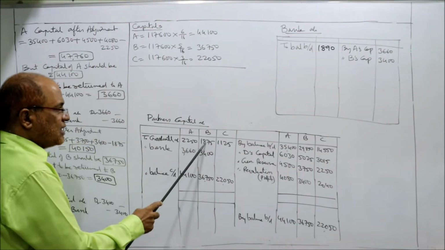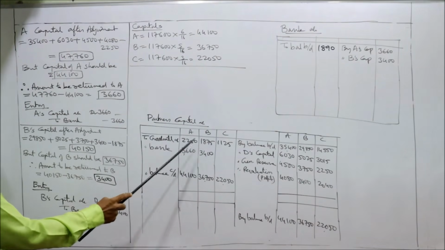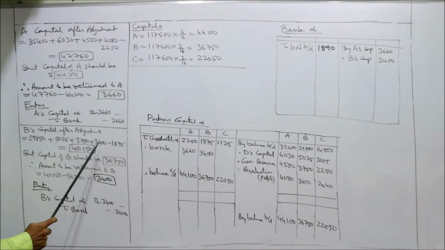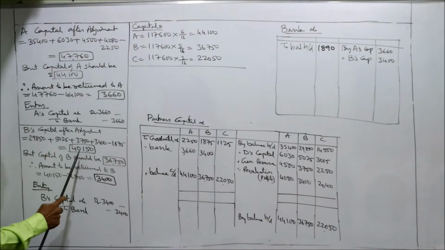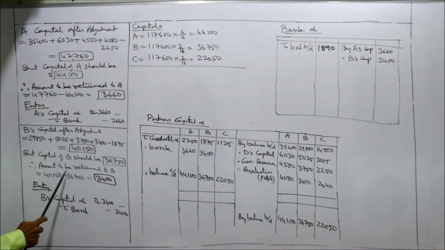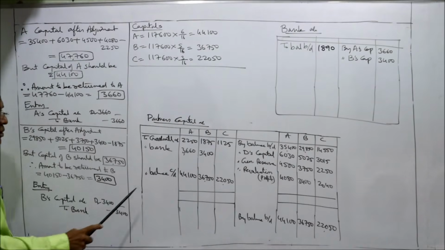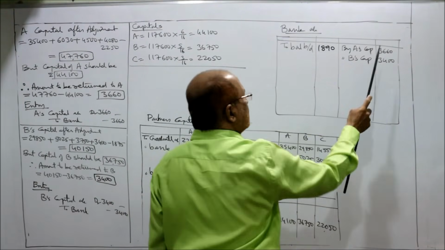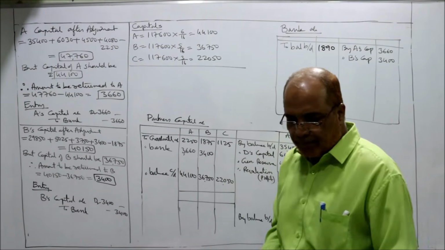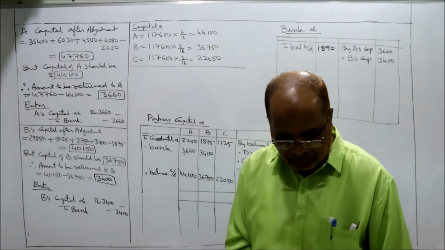Same case for B. B's capital after adjustment, after making all these adjustments, take the total of the credit side minus 1,875, minus debit side 1,875, so 40,150, while it should be 36,750. So he is having excess money, and the amount to be returned to B is 3,400. Entry: B's capital account debit to bank 3,400, bank credit 3,400.